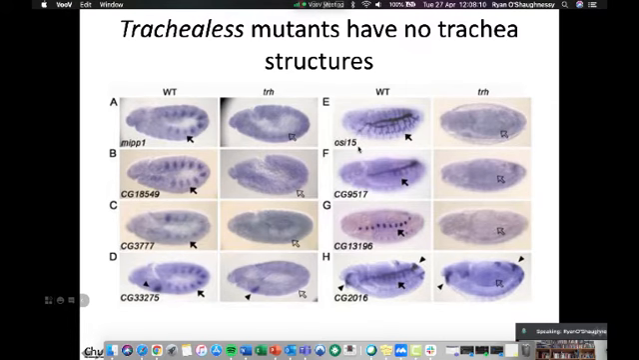This OSI15 gene marks the whole of the tracheal system, and in our trachealess mutants we don't see any trachea structures. And this holds true for any of these genes which are required to form parts of the trachea structure. All of these genes are downstream of trachealess, and when we have a mutant trachealess, they no longer express these genes. So to recap, the trachealess mutants have no trachea structures.